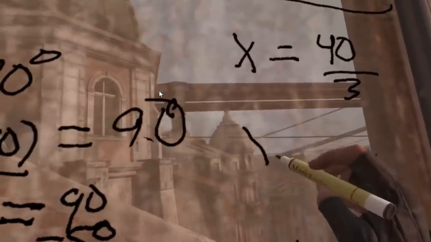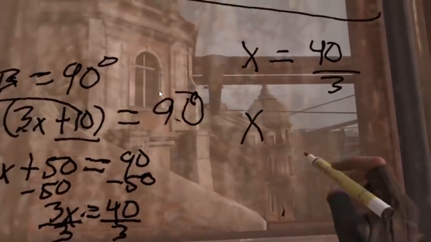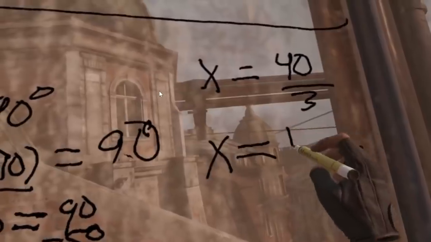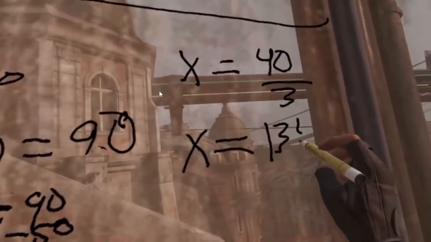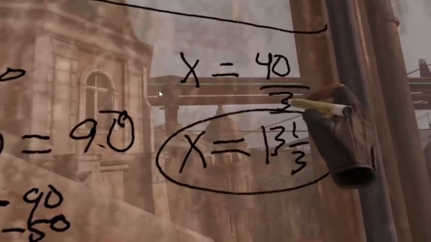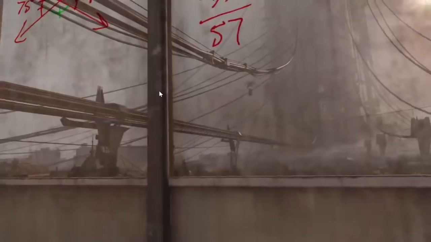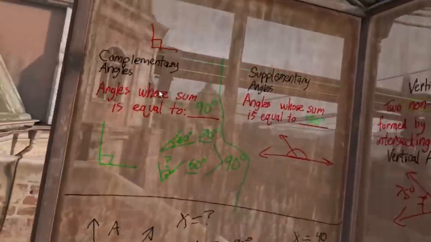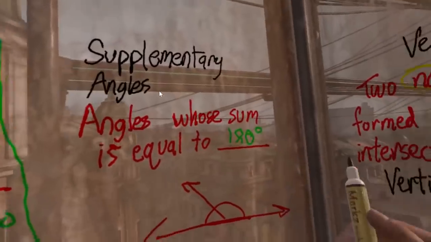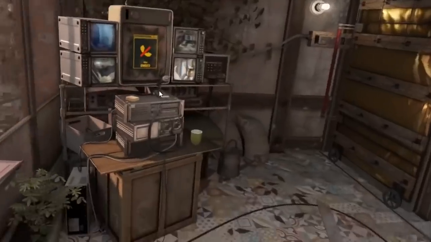Best case you could write it as a mixed number, which you would get, I think, 40 divided by 3, 9, 10, 11, 12, 13, and 1/3. Okay, so I know that x is 13 and 1/3, assuming I did that math right. That 40 divided by 3 is that. Alright, thanks for watching this video. Hopefully you know what complementary angles are, supplementary angles, and vertical angles.